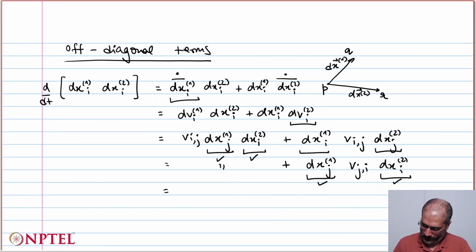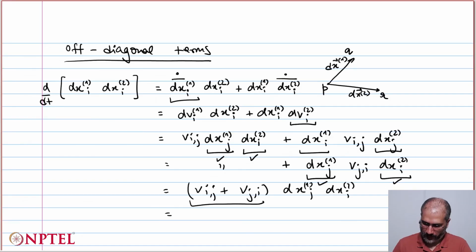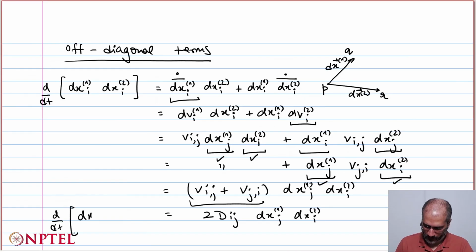So this basically becomes vi comma j plus vj comma i times dx1j dx2i. And this term here is twice dij, that's the rate of deformation tensor, times dx1j dx2i. And this was the material derivative of the dot product of the two vectors dx1 and dx2.